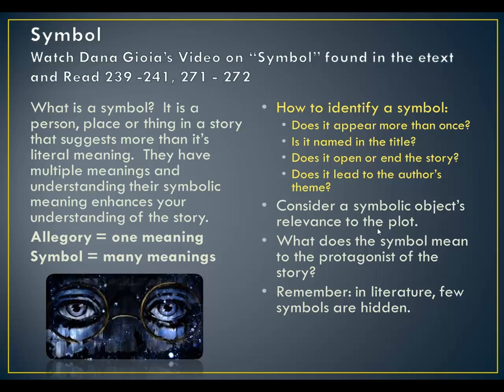The first thing you want to look for is, does it appear more than once? If something appears more than once in a story, especially in a short story, chances are it's very important. Is it named in the title? That's a clear indicator, like for example in one of the stories we're reading this week, that the thing mentioned in the title is very important to the story. Does it open or end the story? Oftentimes the story will end with a symbolic moment or a reference to a symbolic thing, or it'll open with it. And does it lead to the author's theme?